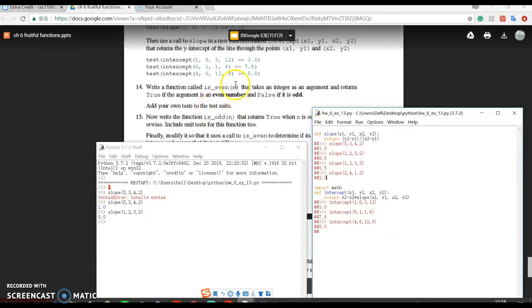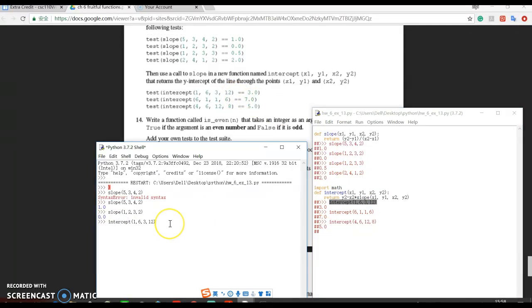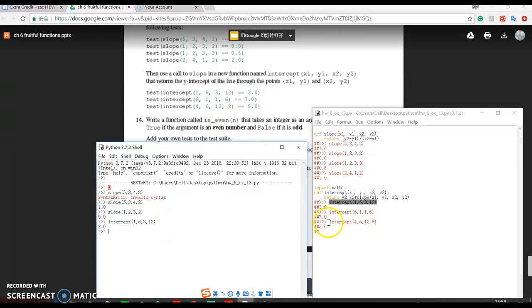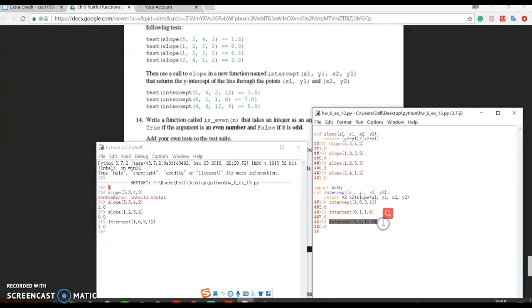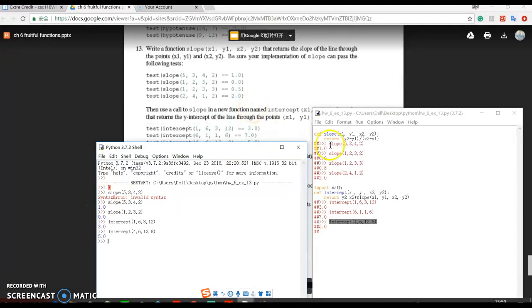And for the intercept function, let's try 16312. So it's 0.0. And let's see the third one, 46128. Yeah, so it's 5.0. So these are the two functions for this question.